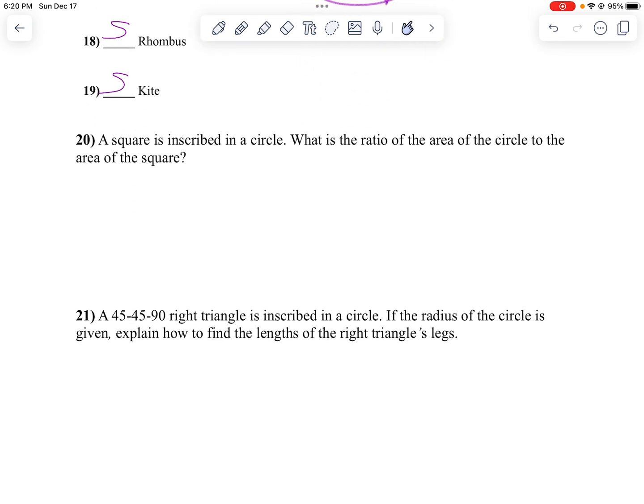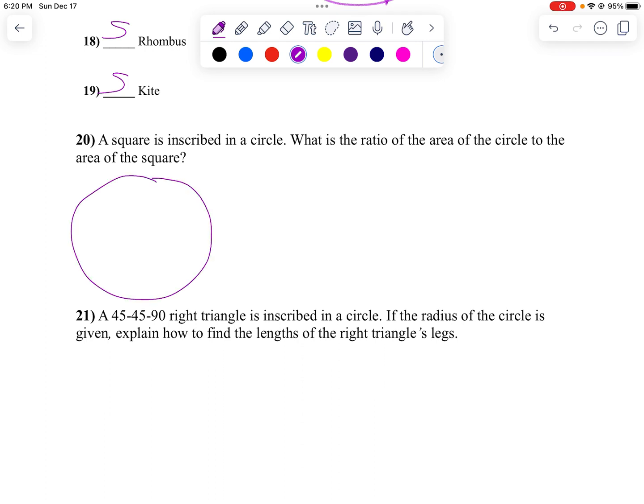And then on number 20, we have a square. It's inscribed in a circle. Now, I might not have drawn the square the best, but we'll go with that. What's the ratio of the area of the circle, pi r squared, to the area of the square, which is side squared? And to find the area of a circle, we need to know the radius.